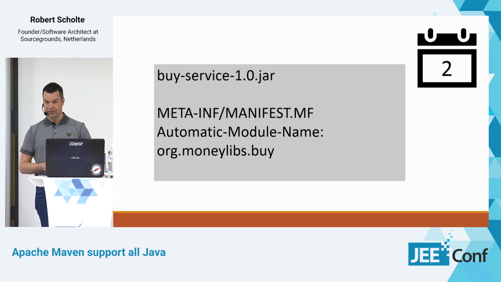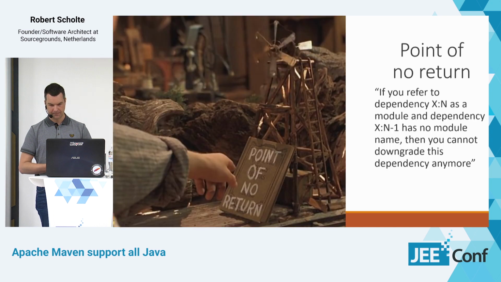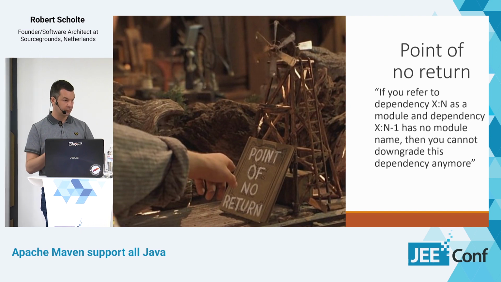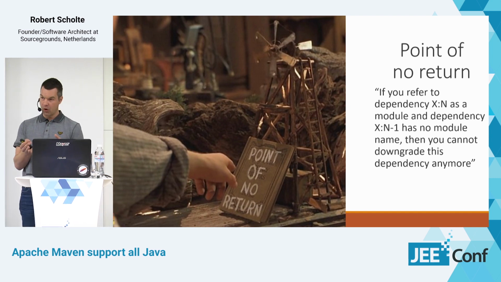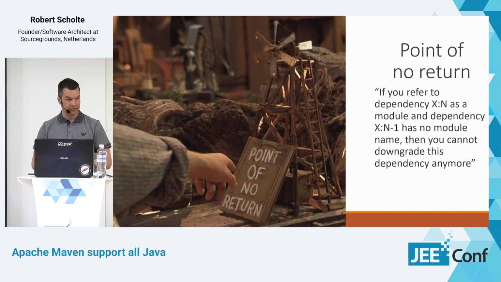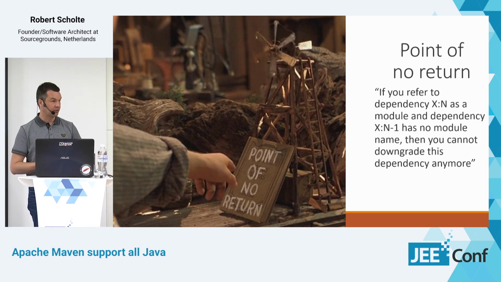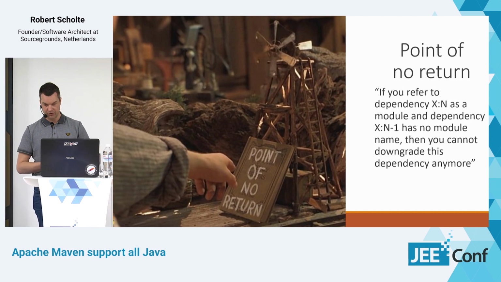So if the buy service would have done something like this, it would be possible to give it away to others and just use this module descriptor. This also means that there is this point of no return. Once you start using module descriptors, you cannot go back to jars without a module descriptor, because the name can change and it will fall back to the file name based module name.